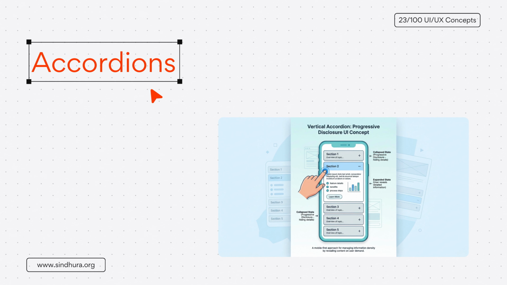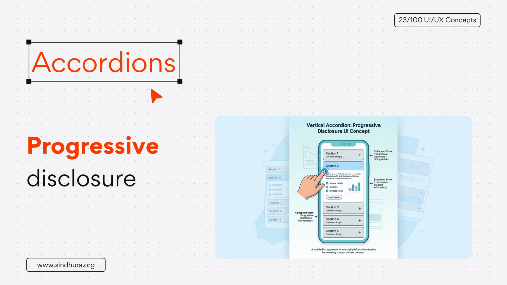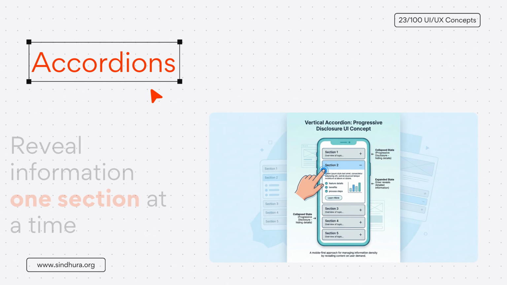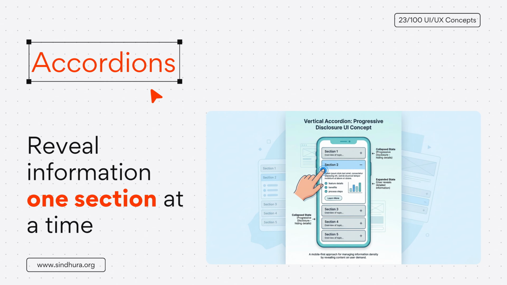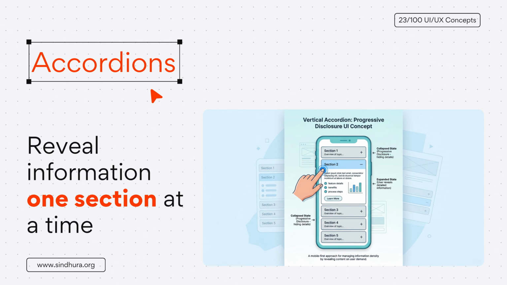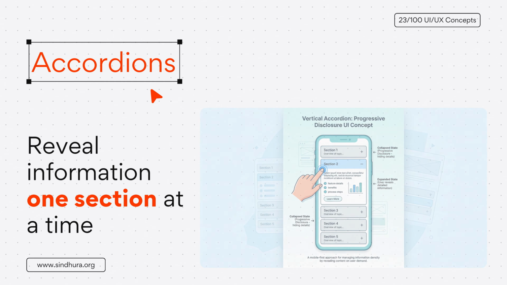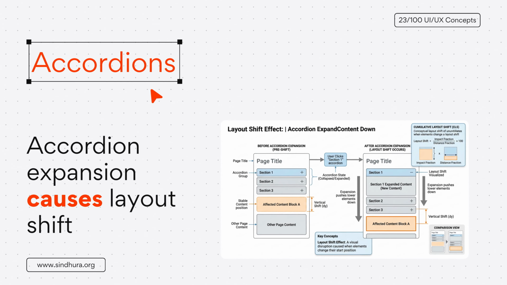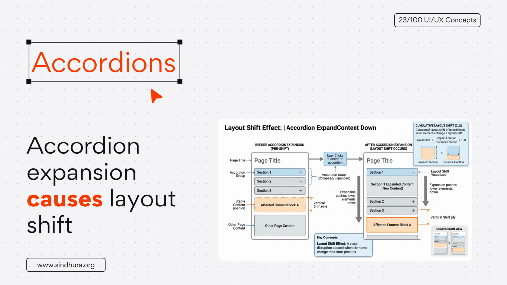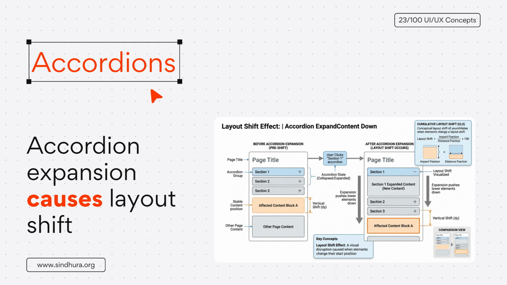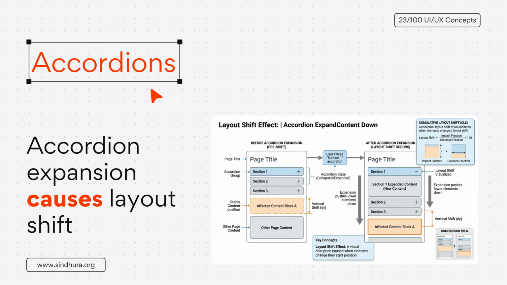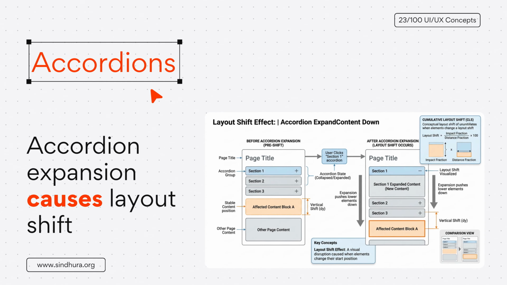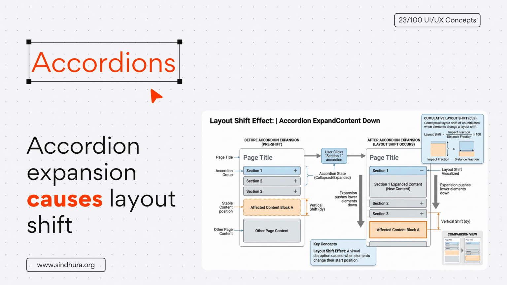Now, accordions. Accordions are vertical. They are designed for progressive disclosure. You use them for sequential reading or when a user only cares about one specific piece of information in a long list, like an FAQ page. You don't want to read 20 answers. You only want to read the one that solves your specific problem. But be careful. Accordions cause a layout shift. When you open one, it pushes everything else down the page.